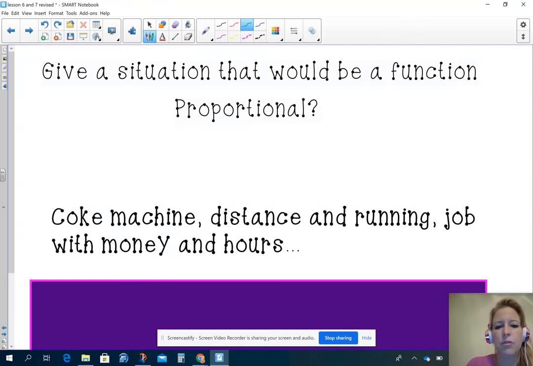Okay, what about distance and running? I was thinking more of like time, right? So time and running works. Job with money. Each hour, I earn money. If I don't work, I don't earn. But I can't get paid for the same 2 hours. I have to have one output for each input. Okay.